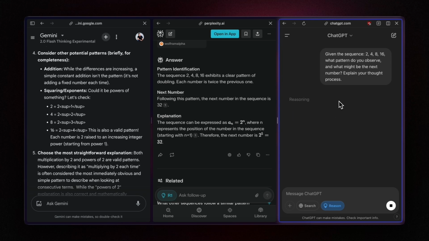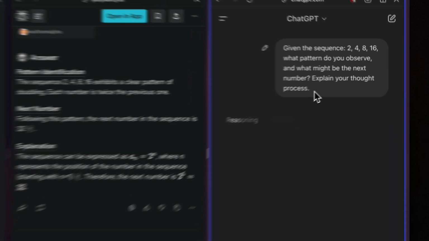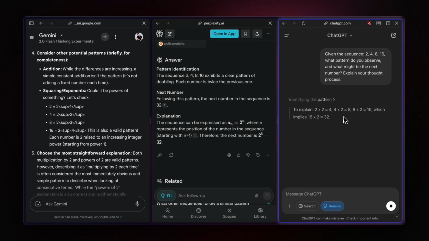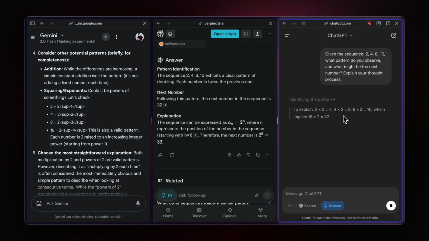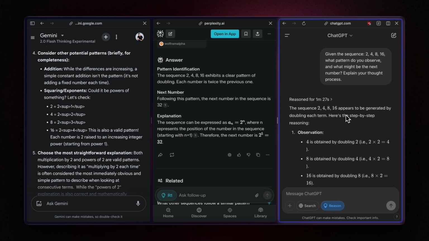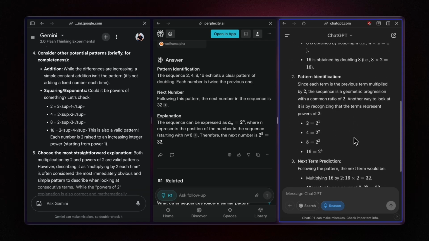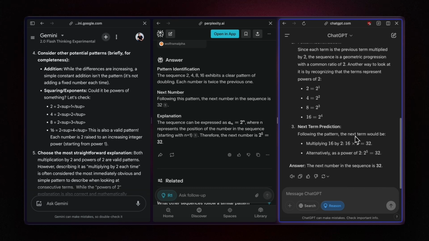Meanwhile, we are still waiting for ChatGPT. Let's see how long it takes. Okay, it's identifying the pattern now. To explain, it is going with multiplication by 2. Okay, observation is multiplication, pattern is raising the power, and the answer is 32.